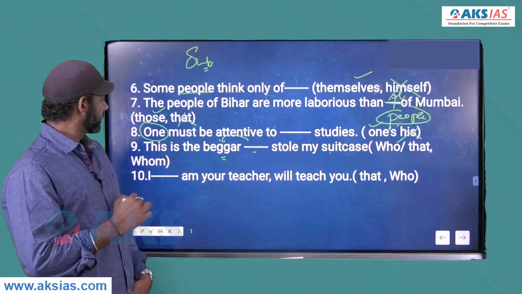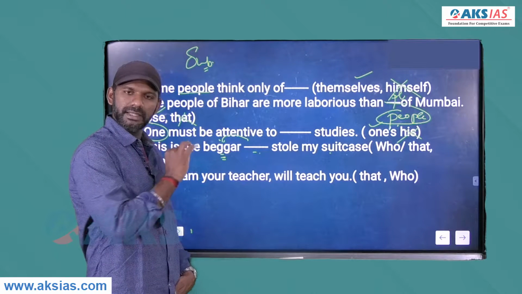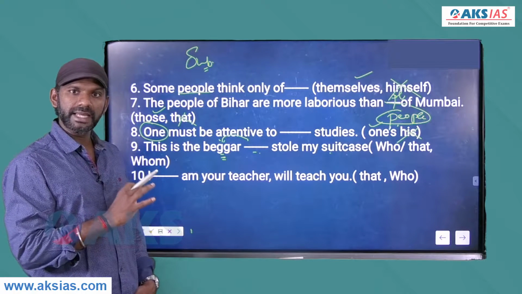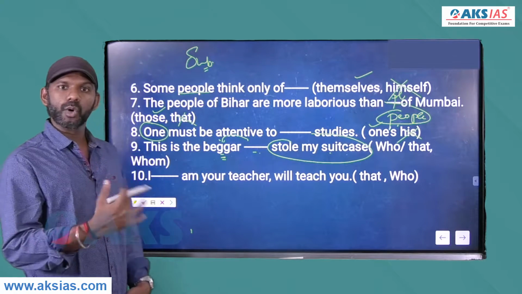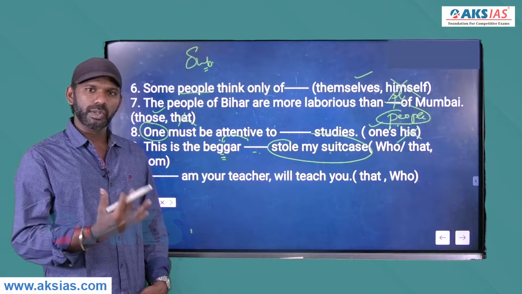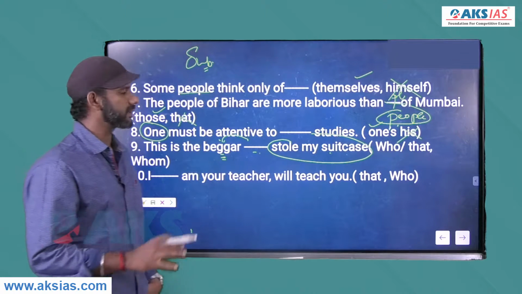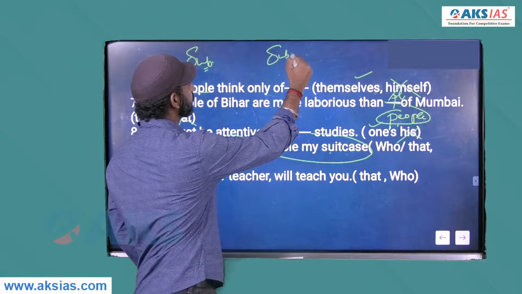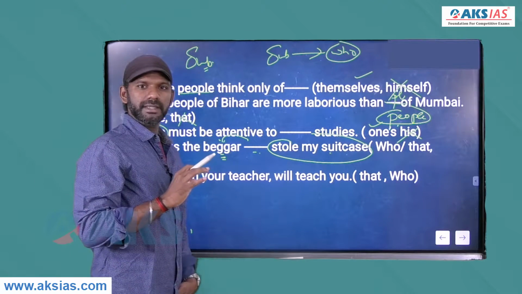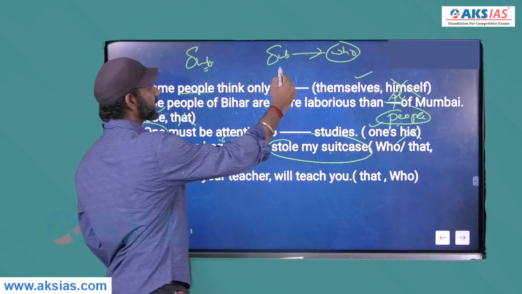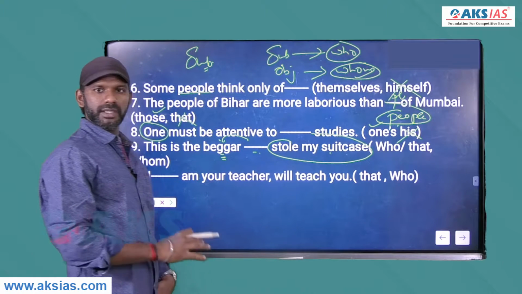Now, understand the meaning. This is a beggar dash stole my suitcase. This blank refers to the beggar, and according to this sentence, the action related to the beggar is stole my suitcase. That means the beggar stole my suitcase. Now, if the noun or pronoun is acting as a doer of the action, that means the subject, we have to use who, because who is referring to the subject. If the noun or the pronoun is acting as a receiver, meaning the object, we have to use whom. So if it is a subject, doer, it must be who.